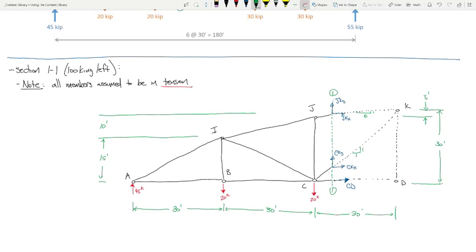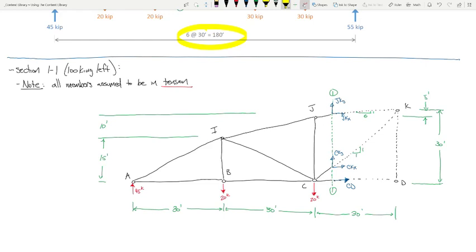So you can see, for example, this diagonal member right here went over 30 feet and went up 30 feet. So that's why it's at that 1-to-1 slope ratio. One thing maybe I glossed over, I want to make sure, is everybody comfortable with this notation right here, where it says 6 at 30 equals 180? Do you know what I mean by that?